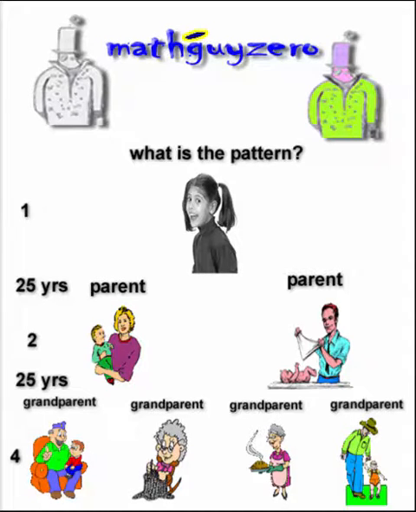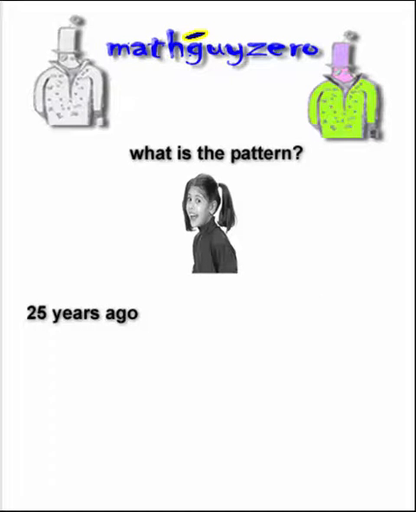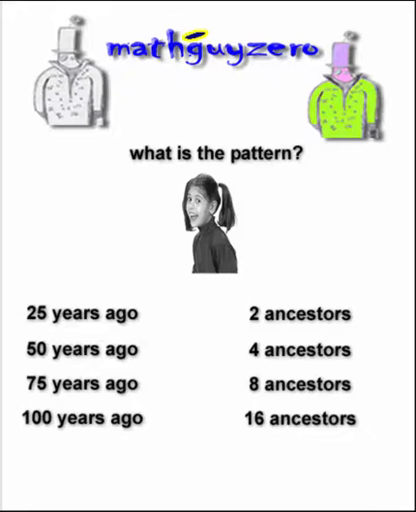So let's try to find out the pattern that's going on here number-wise. We know that the number of ancestors doubles every 25 years, right? From our example, 25 years ago, she had two ancestors, her parents. 25 years past that, 50 years ago, she had four ancestors, her grandparents. Another 25 years goes by, she has eight. Those are her great-grandparents. Another 25 years go by, she has 16 great-great-grandparents.